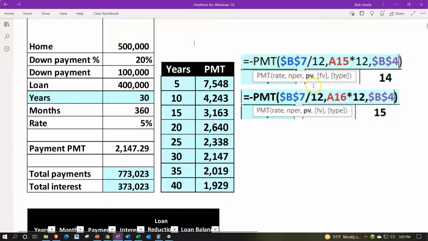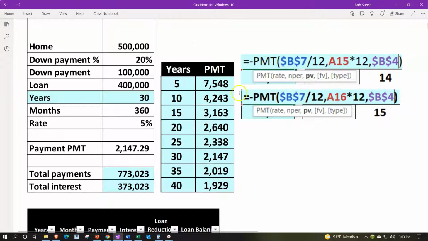Then, comma, we got the present value. The present value is going to be the loan amount, which is not the home value, but the loan amount, the $400,000 in this case, picking up this cell. This cell's in our data set, not in our table. Therefore, it needs to be absolute. In other words, we do not want it to move down. That's why there's a $ sign before the B and the 4.